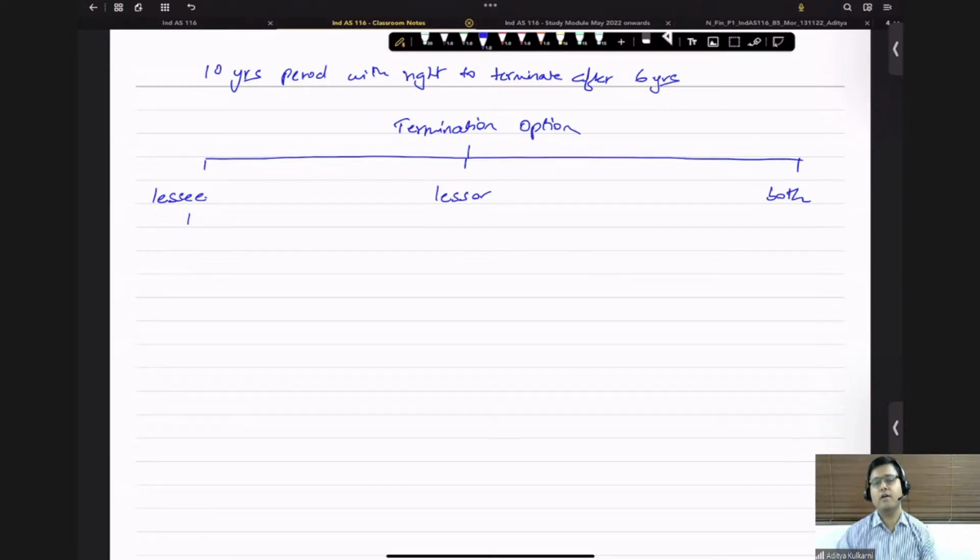You have a 10-year period with a right to terminate after 6 years. Now think and tell me, this option is there with the lessee. What will be the lease tenure? The lease period. If this option is there with the lessee, what will the lease period be? Will it be 6 years? Will it be 10 years? What is it going to be?